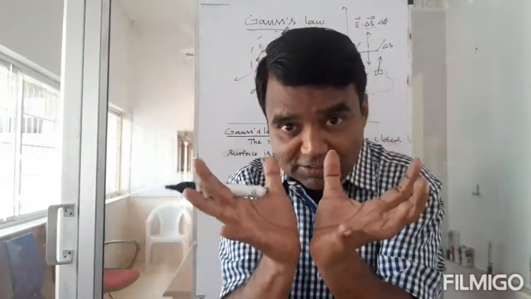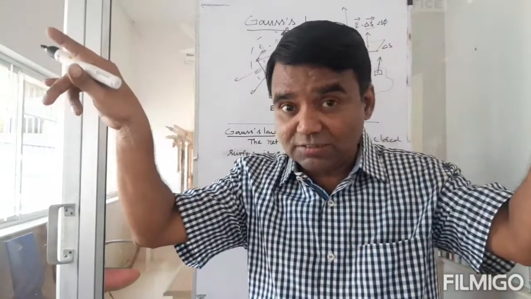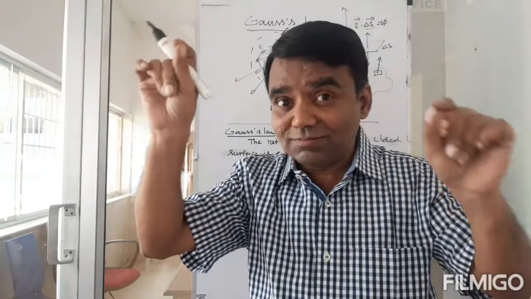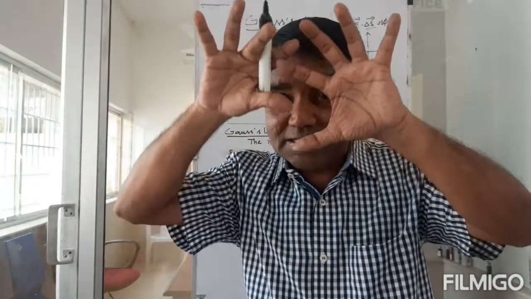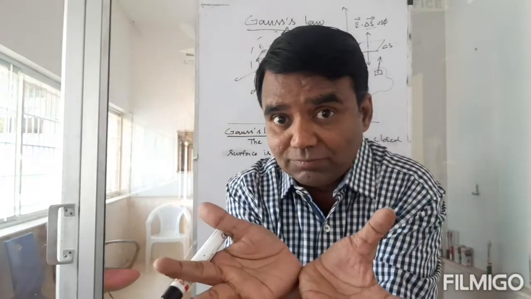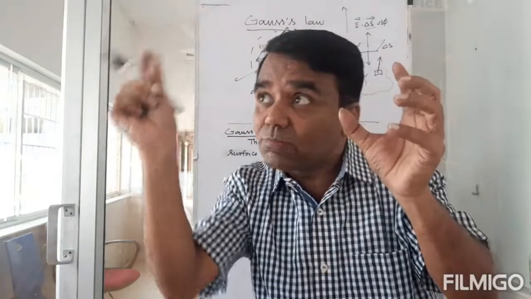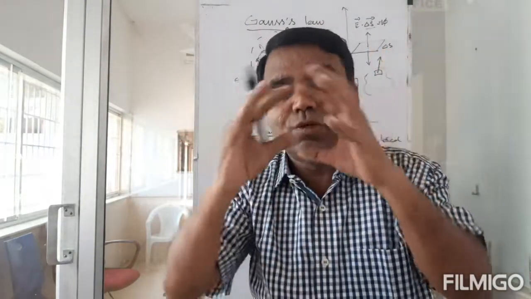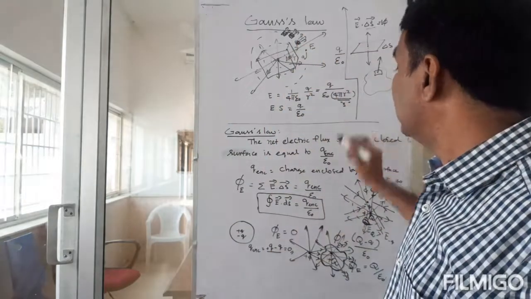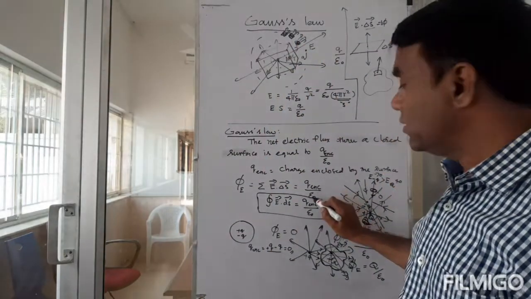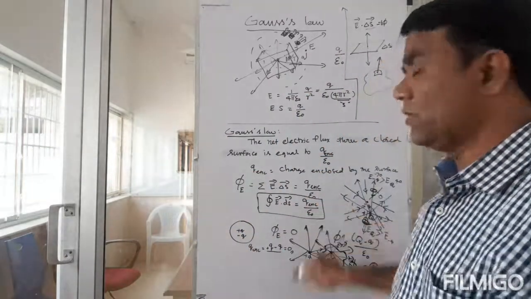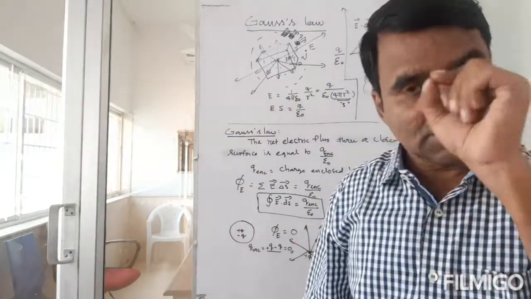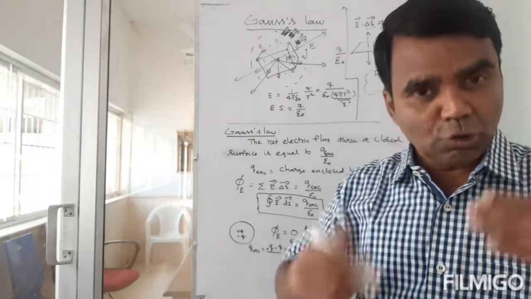And the net flux through the enclosed surface, not the flux of the small surfaces, but the net flux through the entire enclosed surface, the sum of all these small fluxes, will be equal to the charge enclosed within that surface divided by epsilon naught. So that is Gauss's law. Hope it's clear to you.